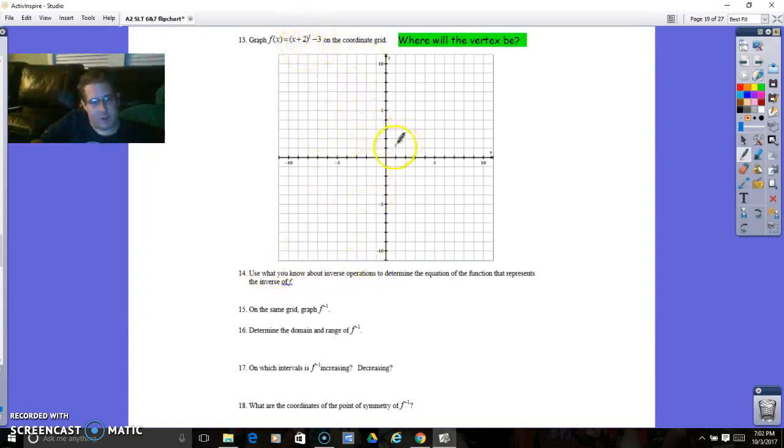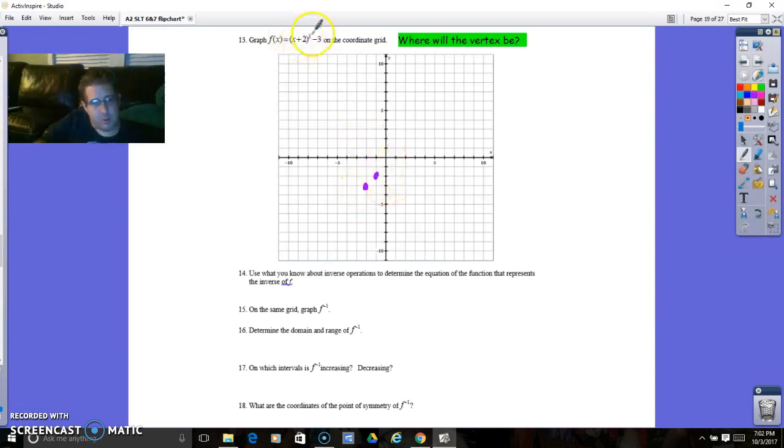Okay, so now we've got 2 transformations. We've got left 2 and down 3. 1, 2, 3. Okay, so there's the vertex. And when I do the rest of them, the next one's going to be 1 higher. The next one's going to be 8 higher. 1, 2... Okay, so let me just put 0 in.